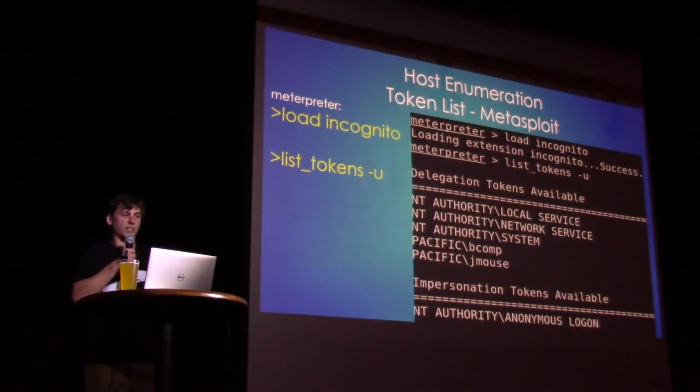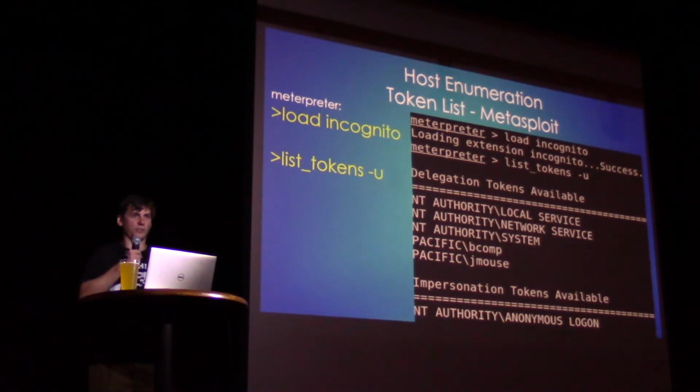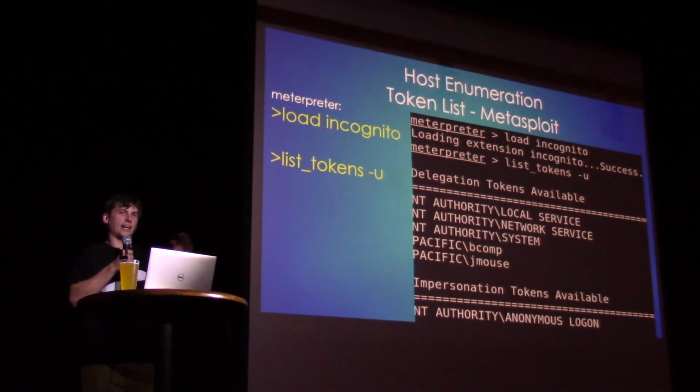So you'd load up Incognito and you can just list tokens, and it straight tells you, here are the delegation tokens we have available, here are the impersonation tokens. What we want to do is impersonate one of those delegation tokens, and then we're essentially running on the domain as that user. And that really just ties back to how they originally logged on.